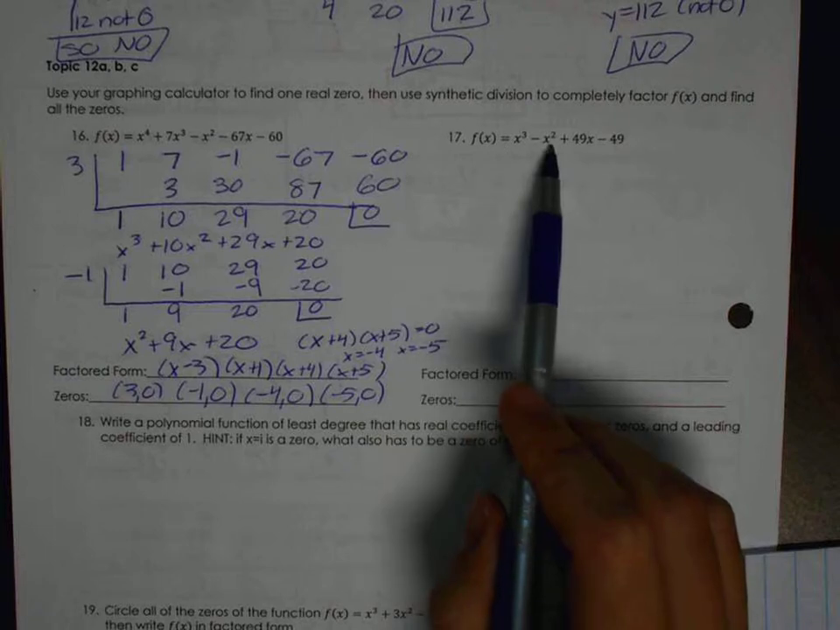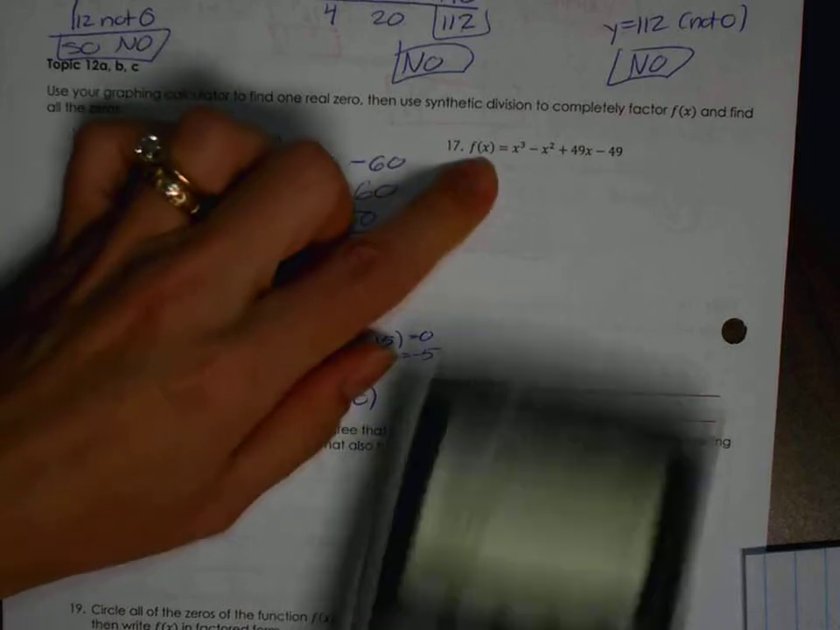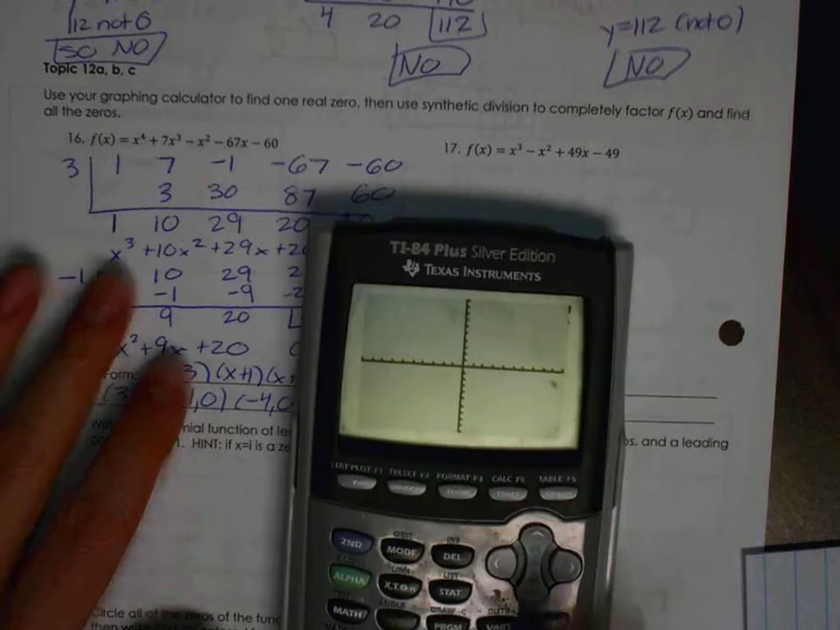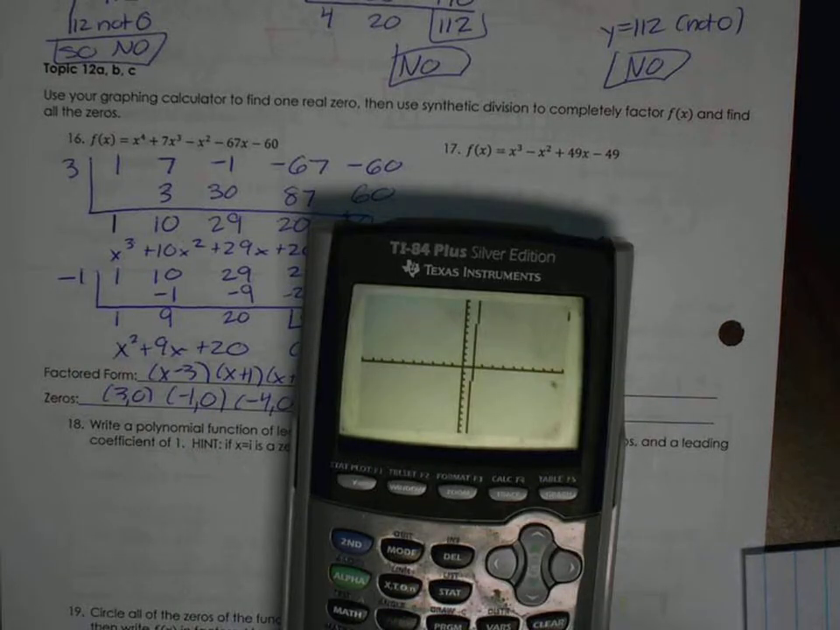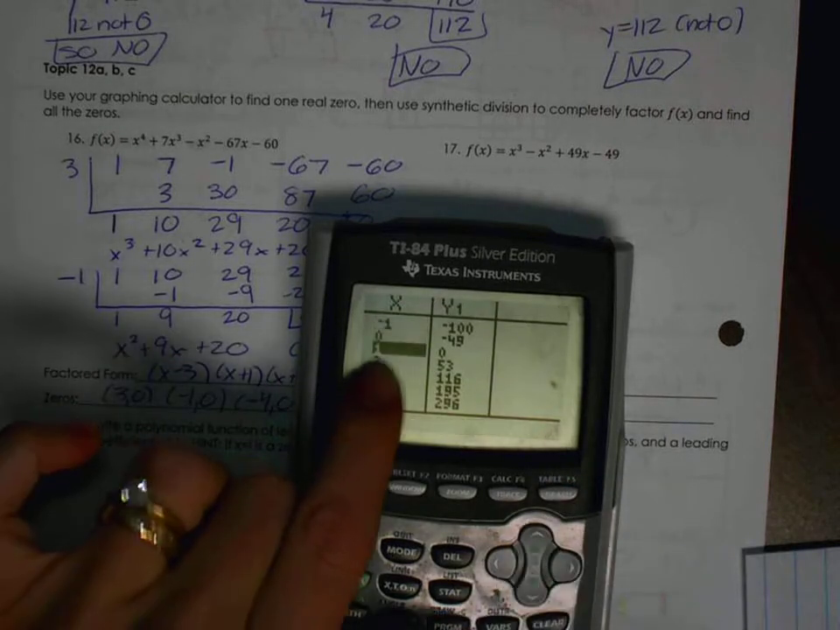So we've got this one. It says, again, we're going to use our calculator to find one real 0. So let's put in x cubed minus x squared plus 49x minus 49. I'm going to look just to check to see how many times it crosses. It only crosses one time, but that doesn't mean that there's only one solution. There could be imaginary solutions to this. We'll have to wait and see. So let's see what that one solution is. Looks like it's at 1, 0.